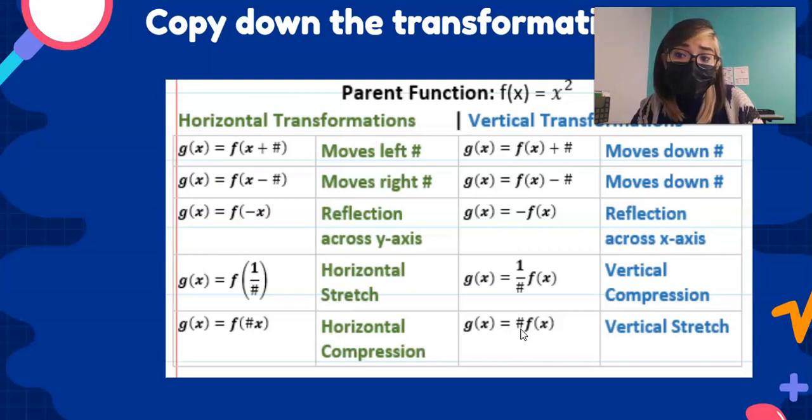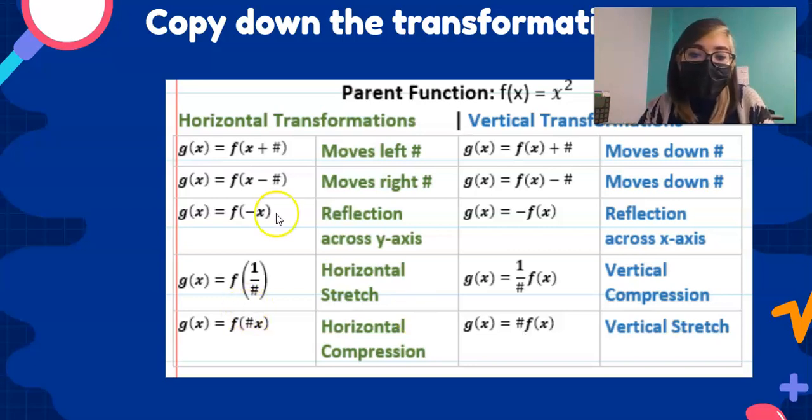Then when we went to the apprentice workshop, we were able to differentiate between shifts, reflections, compressions and stretches. Anytime we're adding or subtracting, whether it's inside or outside, we have a shift. We're either moving left and right or up and down, depending on whether we have horizontal or vertical. Anytime we have a negative, we're going to have reflections. If we have a negative on the inside of the parentheses, then we're reflecting across the y-axis. If we have a negative outside the parentheses, then we're reflecting across the x-axis.